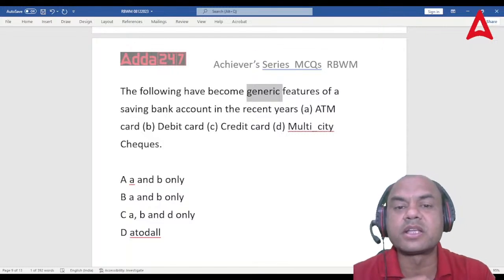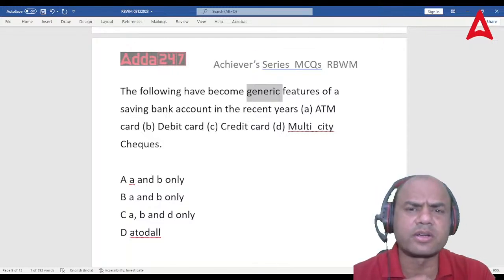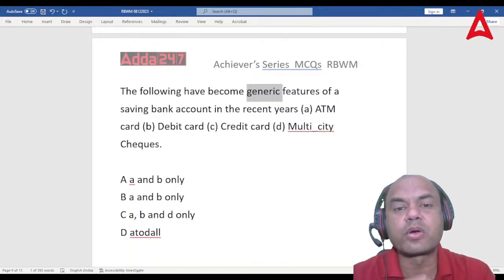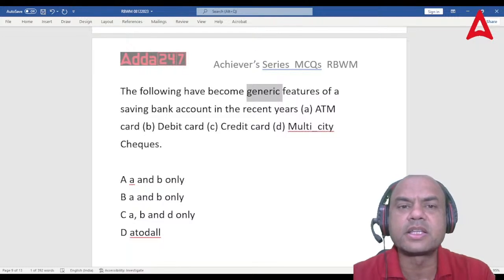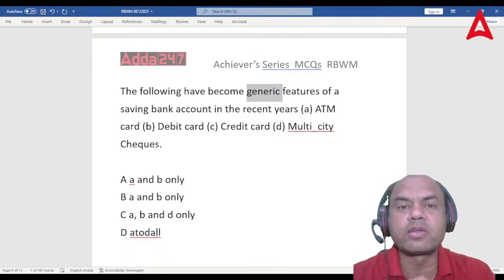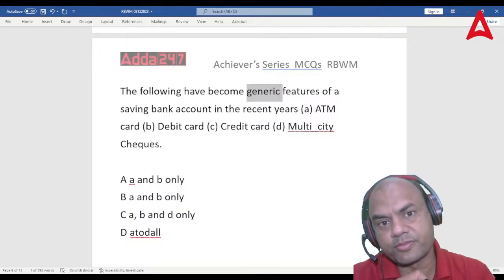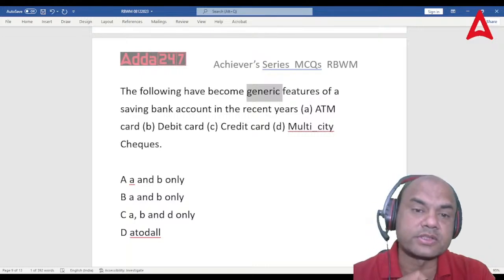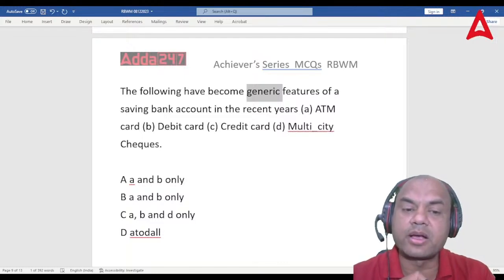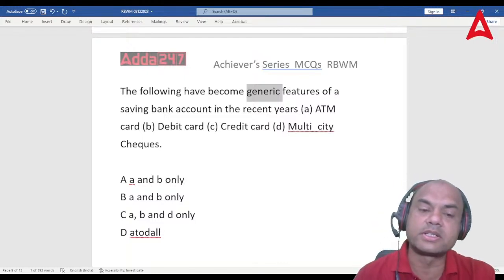Okay? So that is generic feature. Suppose if I tell you sun rises in the east, you'll say, so what? I know it. Okay? Bank gives the loan products, so what? It's a generic feature. So the point over here is generic means whatever is common. You can't differentiate yourself. So that is the generic feature. Okay. So which are the generic features? ATM card, debit card, credit card, multi-city checks.